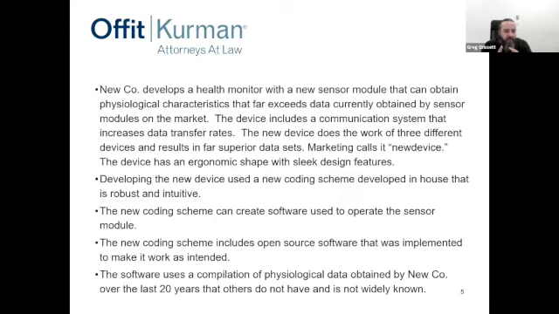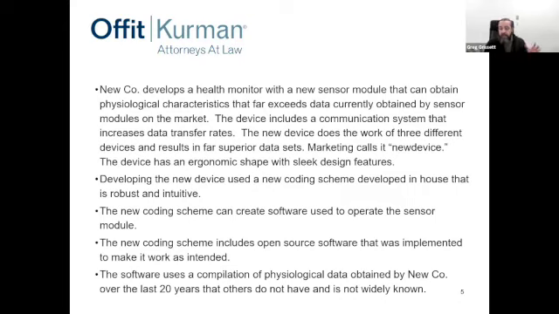Marketing calls it new device. It's got an ergonomic shape, sleek design. You had to develop a new coding scheme, and that coding scheme was used to create software. There's some open source involved in there, and it also used this physiological data that was compiled by this company over many years.